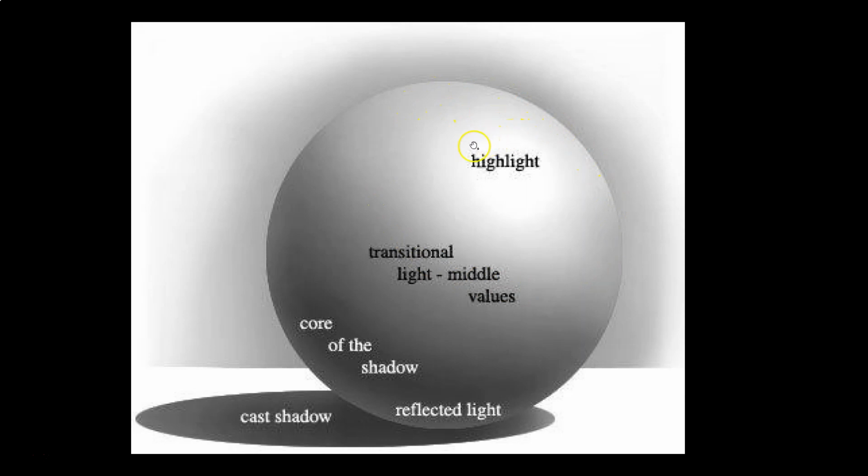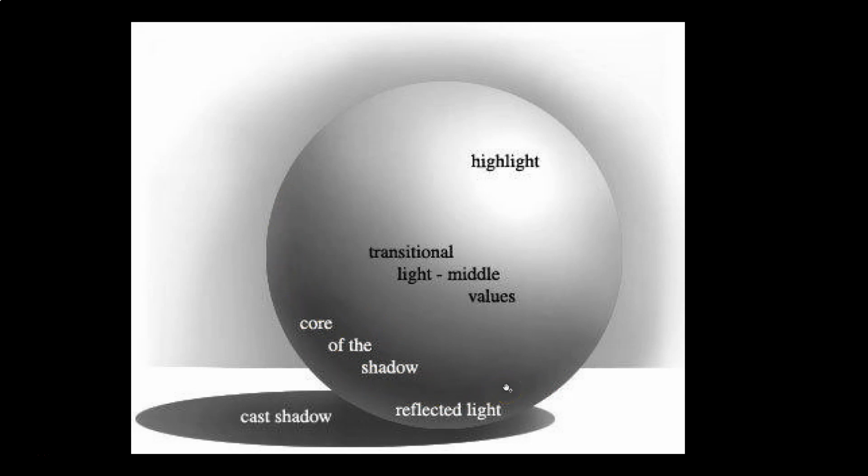Now, if it's a continuous object like this sphere here, and this is an ideal situation where you just have one light source up here and no other light in the room, we'll have this in the highlight. Then we have these transitional lights, transitional middle values. That's a gradient that's moving across the object. As you get back to the darkest part of the object, you'll have the core of the shadow.